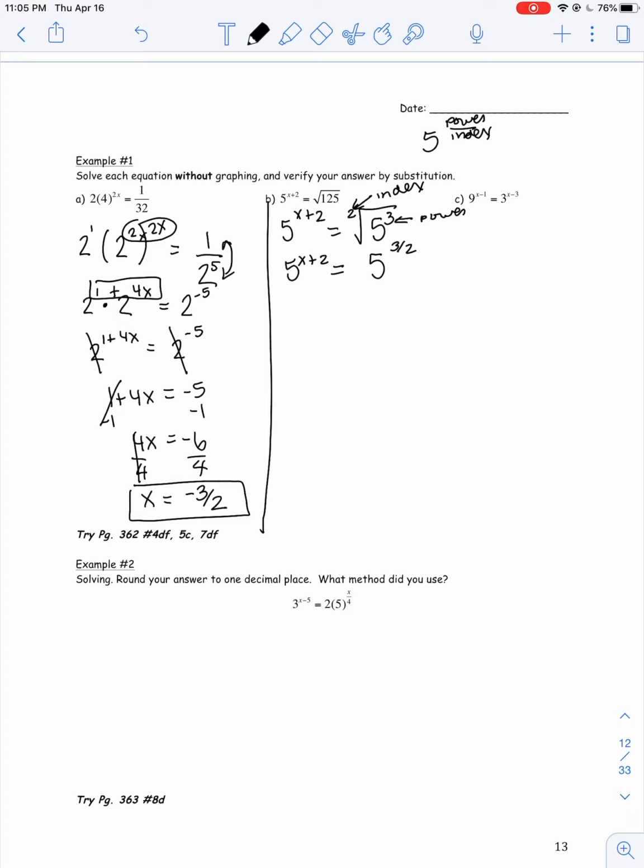The reason we do that is now the bases cross each other off, leaving us with x plus 2 equals 3 divided by 2, which is 1.5. Then I'm going to subtract 2 on both sides. So 1.5 take away 2 gives me -0.5 as my answer.